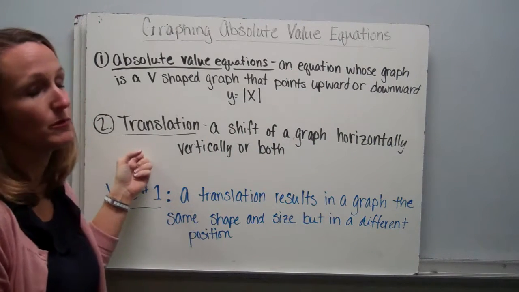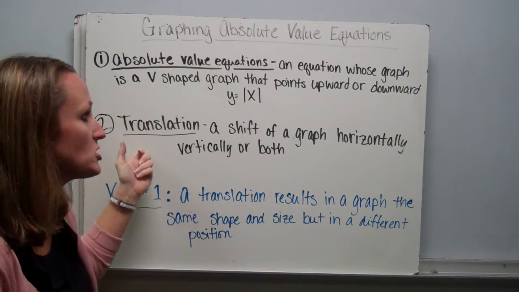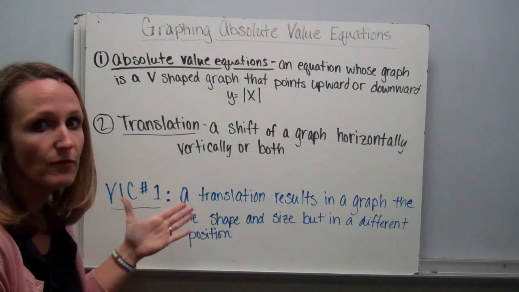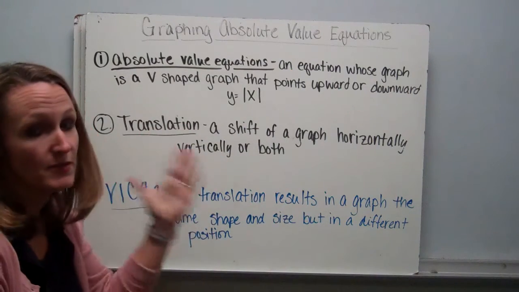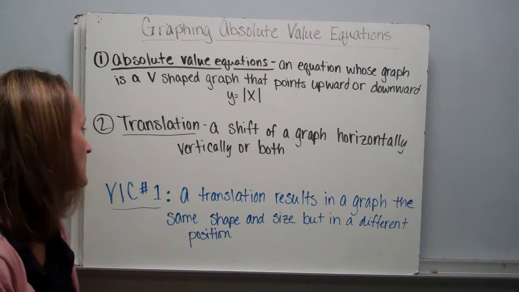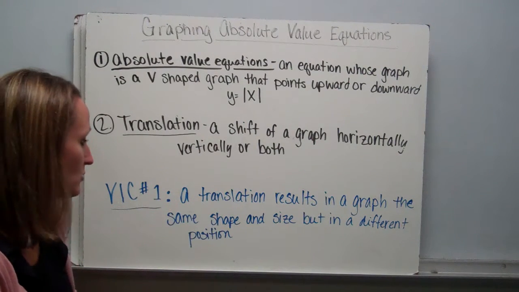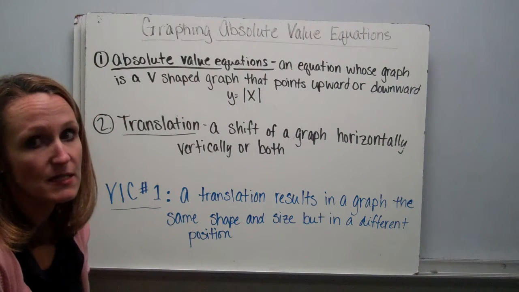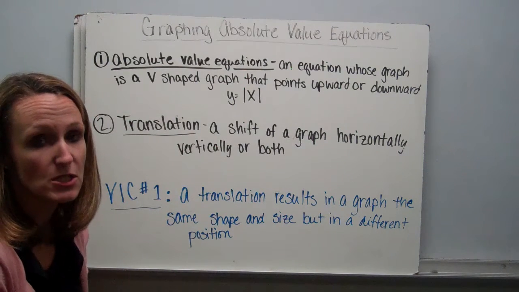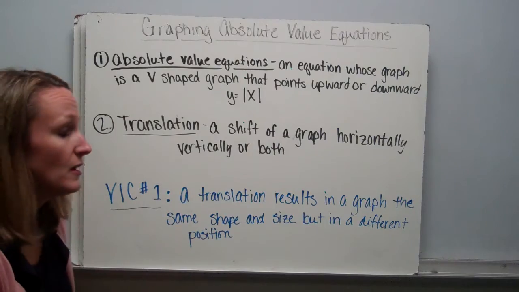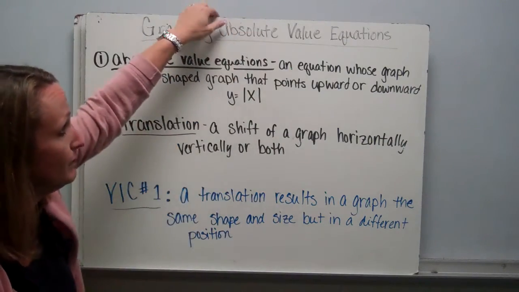A translation, we've talked about these, is a shift of a graph horizontally or vertically, so either up and down or left and right, or it can be both. Very important concept number one: a translation results in a graph the same shape and size but in a different position. So a translation is not going to change the shape, but it will change the position.